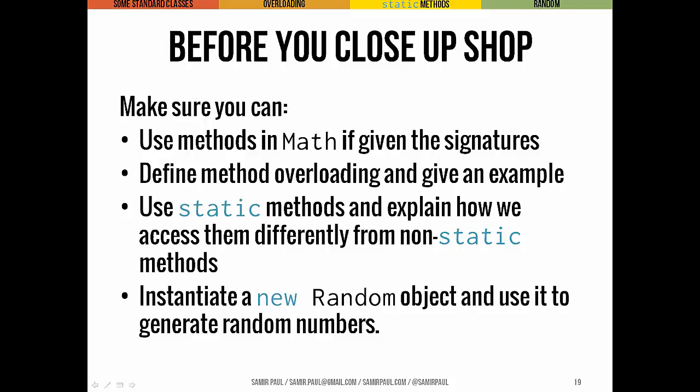Last of all, you want to be able to instantiate a new Random object and use it to generate random numbers. Okay, we have those two different methods. One gives us a random integer based on the argument that we passed in, and the other gives us a random double between 0 and 1. Both of these classes are going to be super useful to us, and I think you're going to enjoy using them.